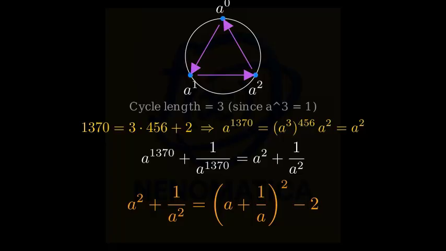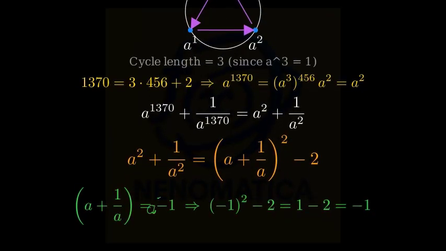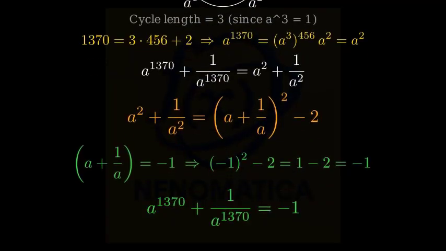Use the identity, (a plus 1 over a) squared equals a squared plus 2 plus 1 over a squared. Rearranging gives a squared plus 1 over a squared equals the square of (a plus 1 over a) minus 2. Step 5. Substitute a plus 1 over a equals negative 1. Then the value is negative 1 squared minus 2, which equals negative 1. So the final answer is negative 1.